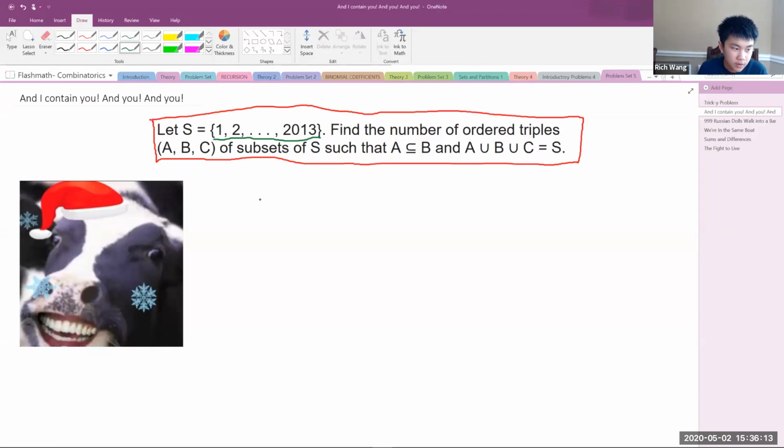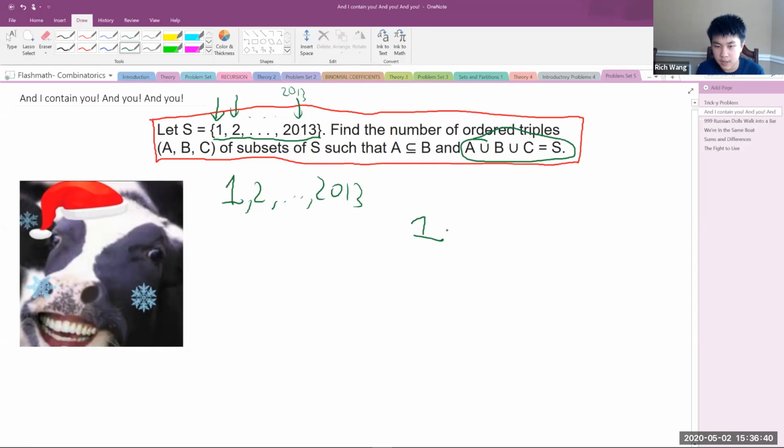So this is how we do it. What we're going to be doing is considering each of the elements separately. So we're going to be considering how many ways there are to place the element 1, how many ways there are to place the element 2, all the way up to how many ways there are to place the element 2013. So for example, let's look at element 1. We know that by this condition over here that 1 must be in at least one of the sets. So 1 must be in at least one of A, B, and C.